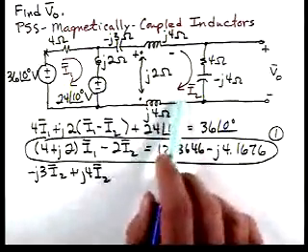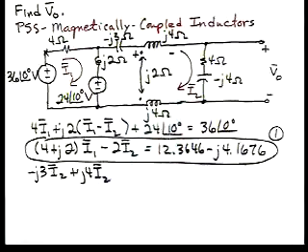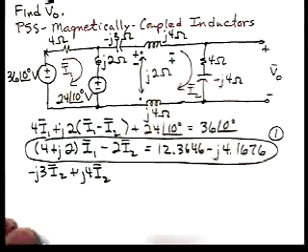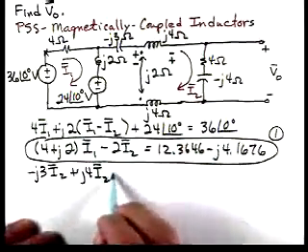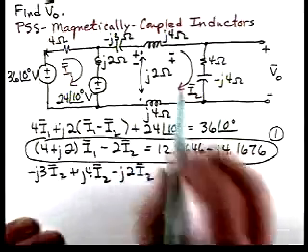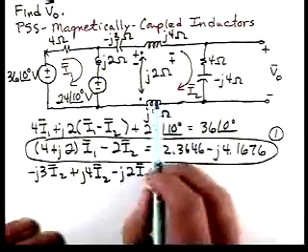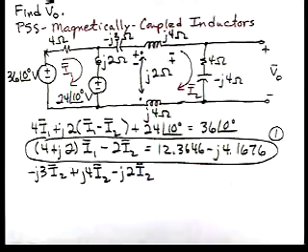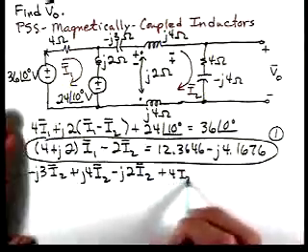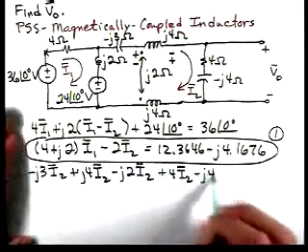Now if we look, I2 enters the undotted terminal. It's going to produce a voltage with that polarity. And notice it's the opposite polarity. So we're going to have a term minus j2 I2. This is a voltage term due to the current flowing in this other coupled coil. As we go around, we have 4 I2 minus j4 I2.